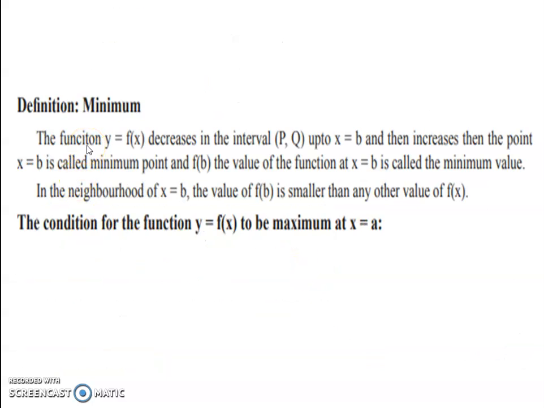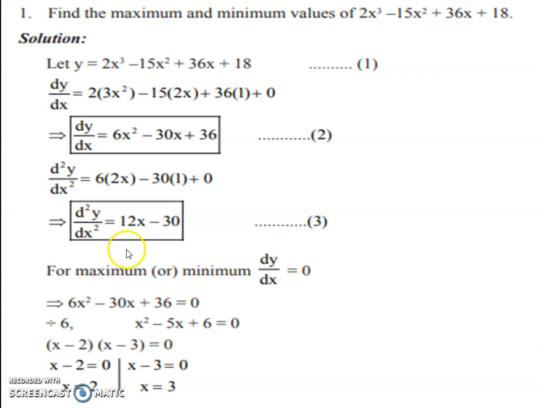What is defined by minimum? The function y equals f of x decreases in the interval p comma q up to x is equal to b, and then increases. Then the point x equal to b is called the minimum point, and f of b, the value of the function at x equal to b, is called the minimum value. In the neighborhood of x is equal to b, the value f of b is smaller than any other value of f of x. That is the condition for y equal to f of x to be maximum at x is equal to a. Let us check using an example.